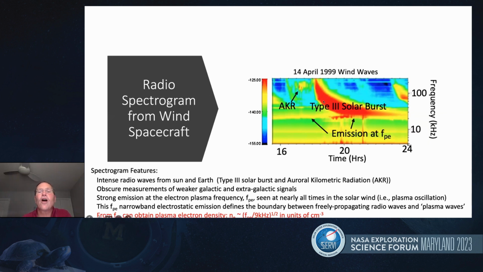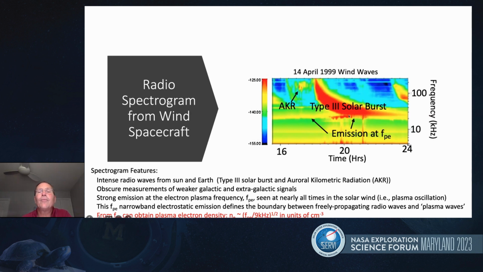We can see our strong type 3 solar radio bursts, radio emissions. Here's that auroral kilometric radiation. And again, this obscures measurements of those weaker galactic and extragalactic signals. And of course, that's what Jack Burns is worried about. We've got to get on the far side to get away from that AKR. And so ROLSES will be a test bed to see just how much the Earth will interfere with these kinds of measurements.